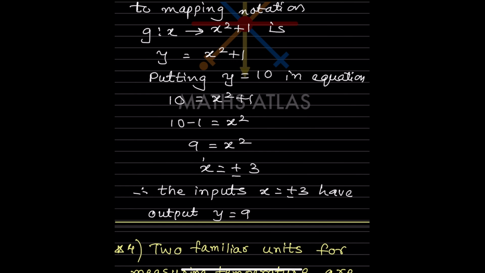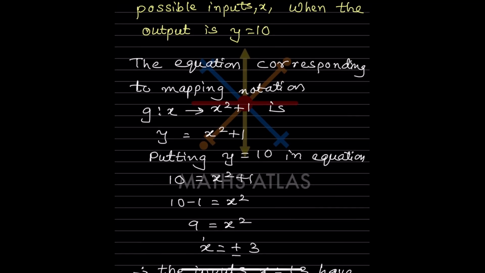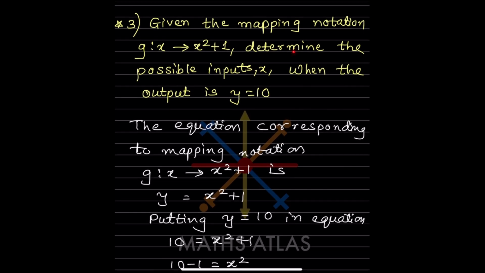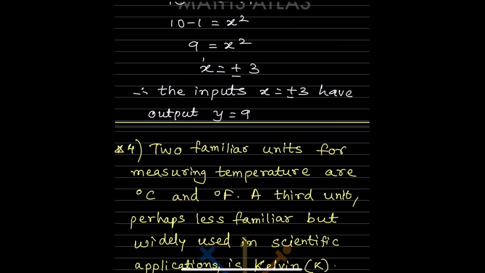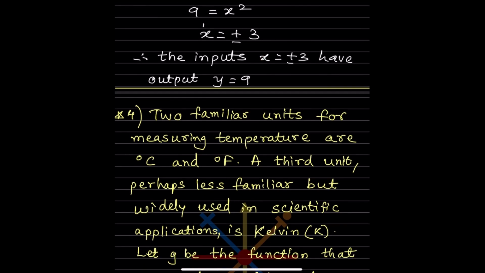3. So therefore we have two inputs, x is going to be plus or minus 3, for which our output y is 9. So they asked to determine the possible inputs x when the output is this one. So the input is x equals plus or minus 3 when the output is 9.